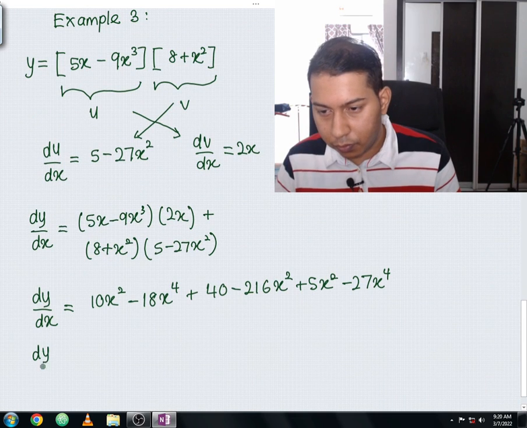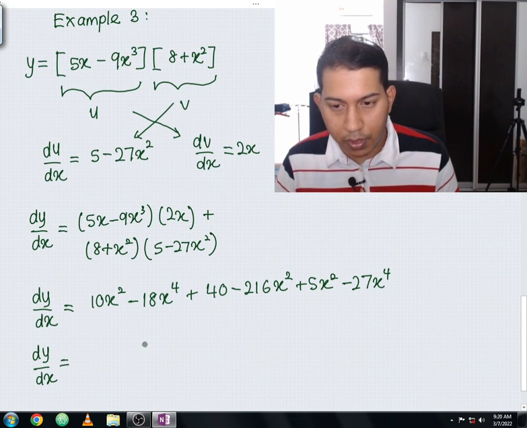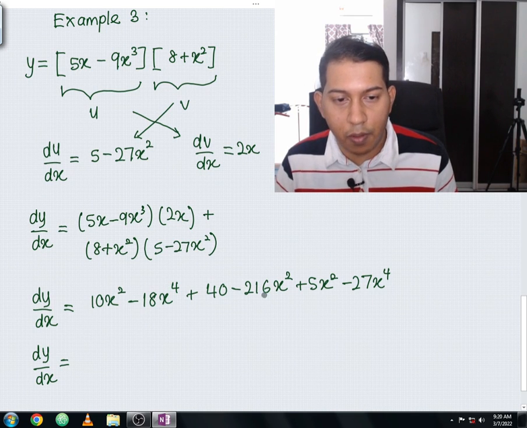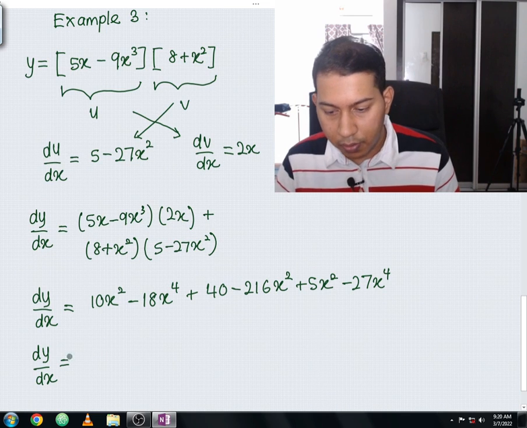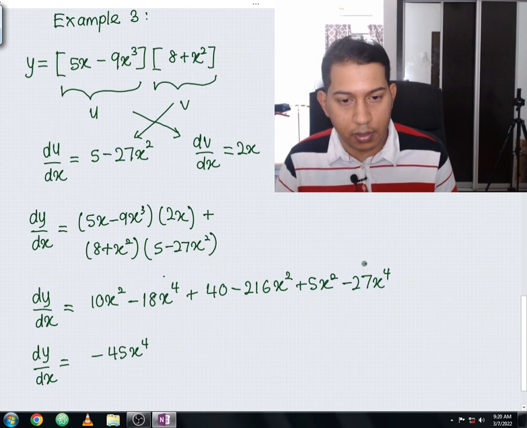So from here dy over dx, okay, let us start with the highest power. So negative 18x to the power 4 minus 27x to the power 4, from here you get negative 45x to the power 4. So this one is clear already.